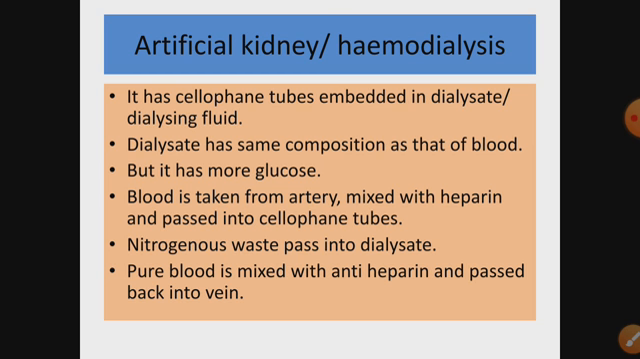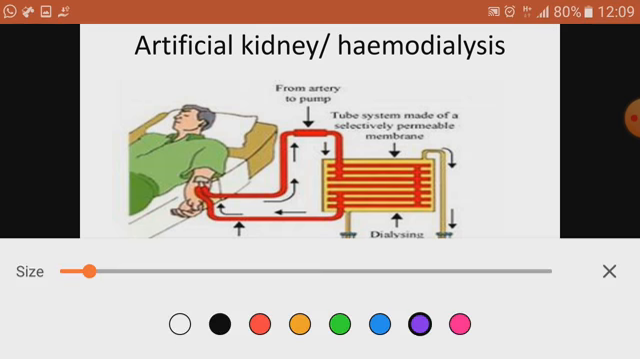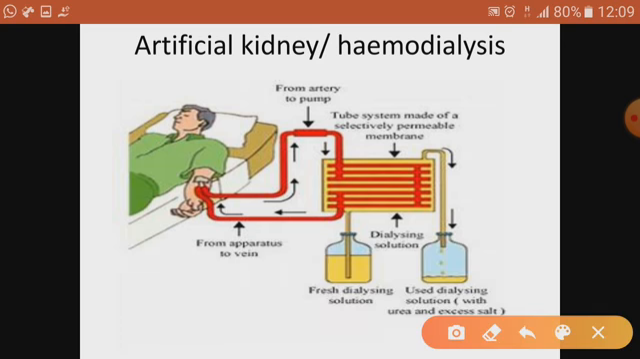Before passing the pure blood back into the vein, we have to add anti-heparin. This theoretical knowledge will be clear when we study it with the help of this picture. So you can see artificial kidney. This is the patient where both the kidneys are not working properly. Now dialysis is needed here. So from the artery, the impure blood is taken out and passed into the machine.